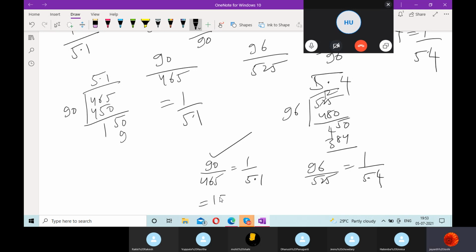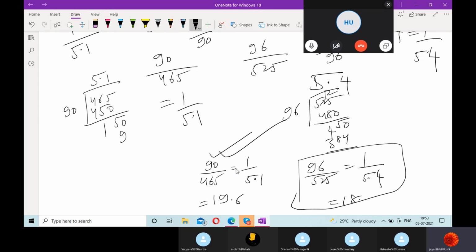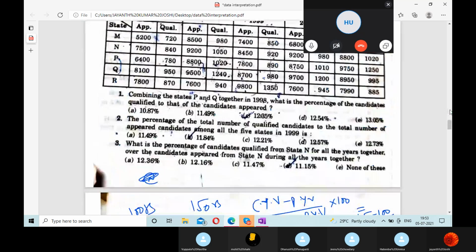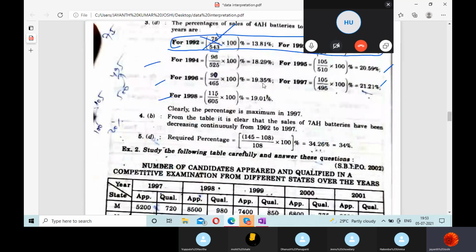This is 19.6. This is 18 point something. So this is smaller, this is bigger. Okay, so 90 by 465 is bigger. So 90 by 460, this one I am eliminating. This is not the maximum one. Here also we can see. So here 90 by 4, here you got 19.35, and here you got 18 point something. So this is gone. This is not maximum.